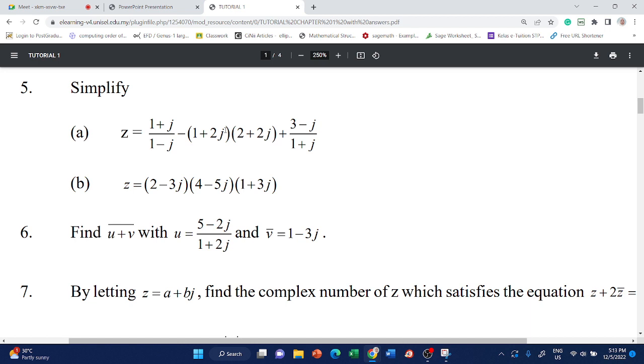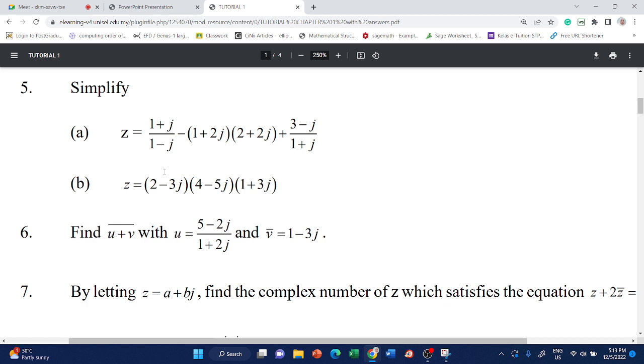Okay, but there are 3 parts that you are supposed to do here. So you do one by one. Okay, for the first part. Okay, and then the middle one. Okay, and then the third one. Okay, and then you combine everything.